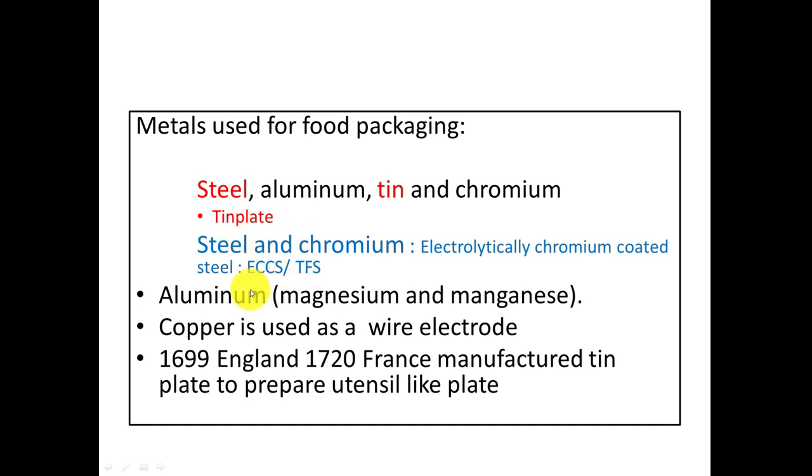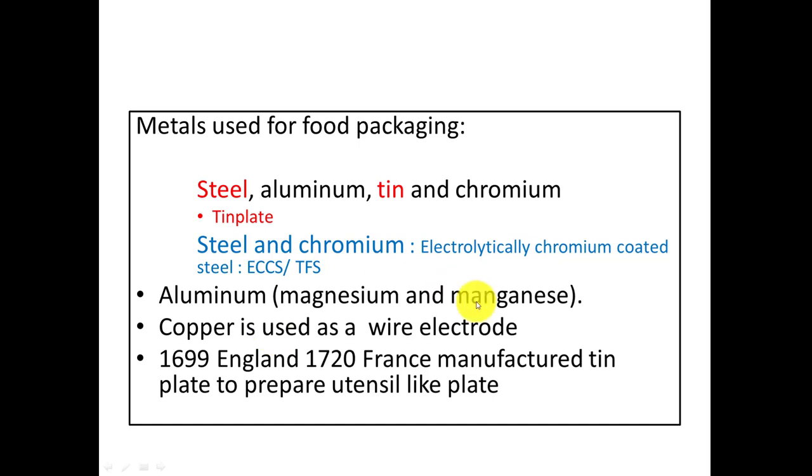Aluminium is generally used as a pure material, meaning it is not used in combinations, and whenever we use aluminium it contains traces of magnesium and manganese ions. Then copper is another material that is used as a wire when we go for welding.